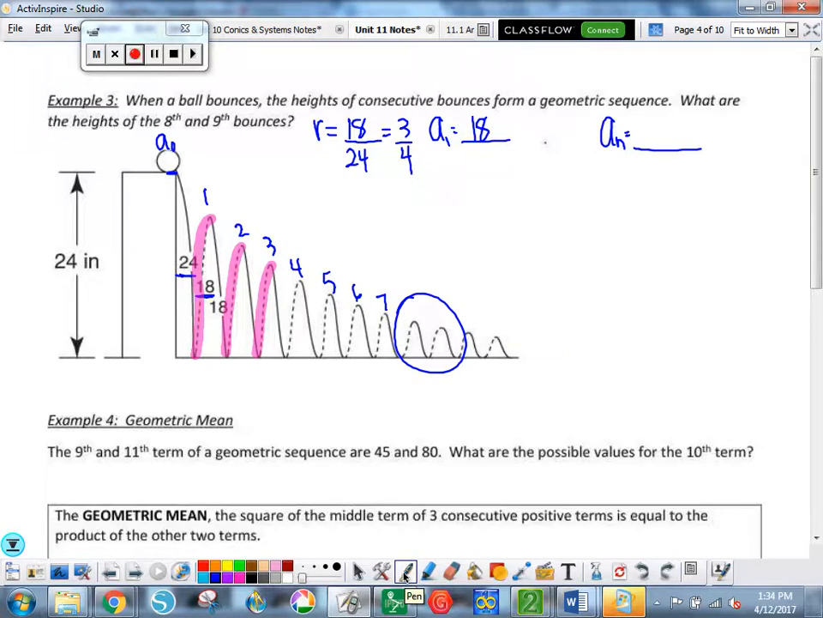A sub n equals, what's the formula? A sub 1 times 3/4 raised to the n minus 1. So to find the 8th bounce, what do we have?